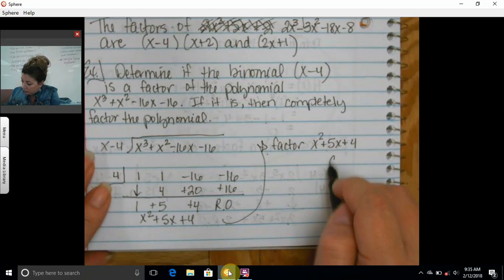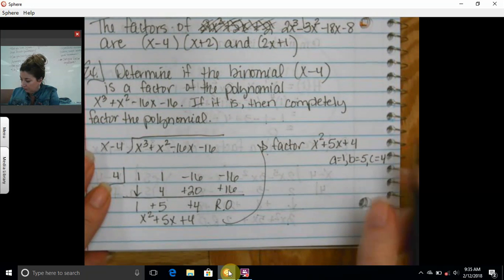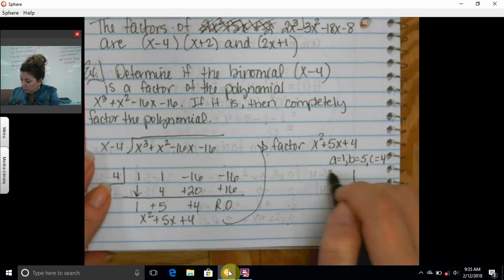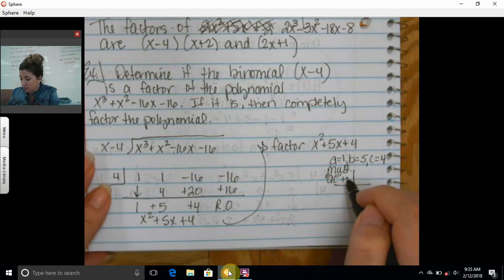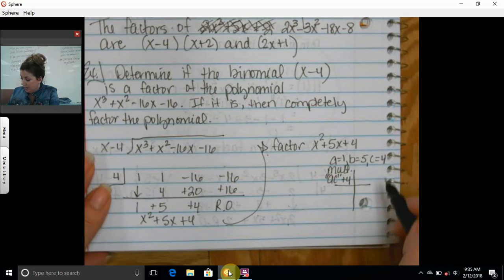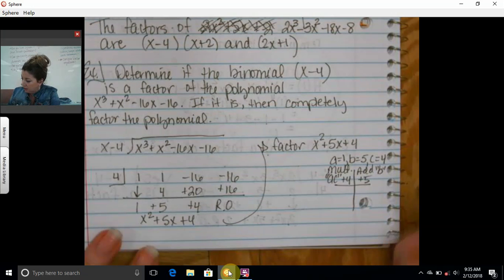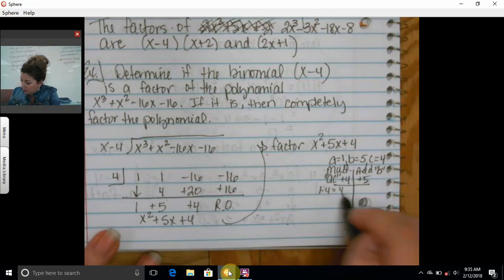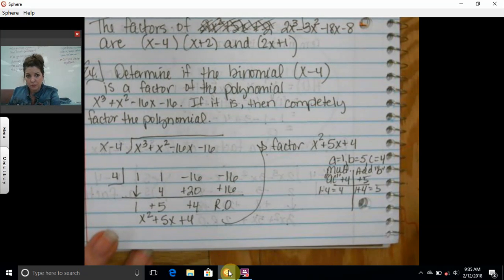So we know A is 1, B is 5, C is 4. We need two numbers that multiply together to give us A times C, which is +4, and add together to give us B, which is +5. Didn't we just factor a problem like this? It's 1 and 4. 1 times 4 is 4. 1 plus 4 is 5. We'll have x plus 1 and x plus 4.